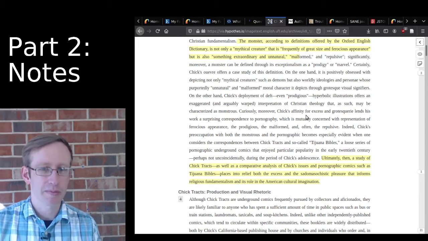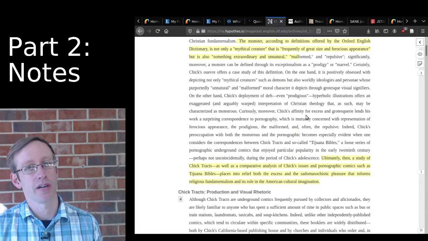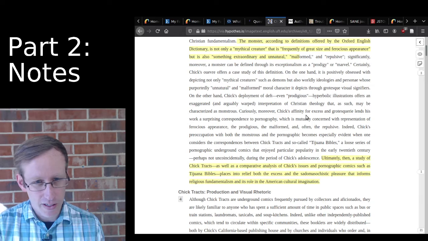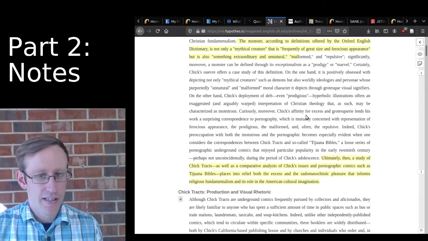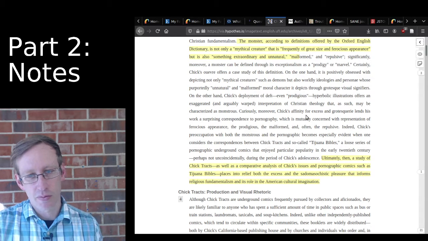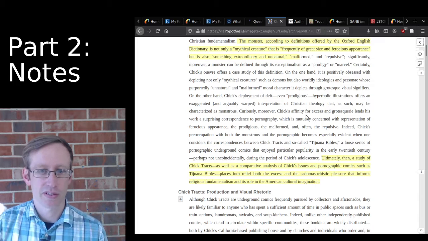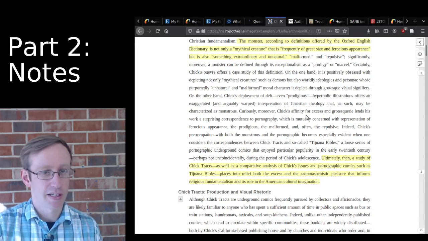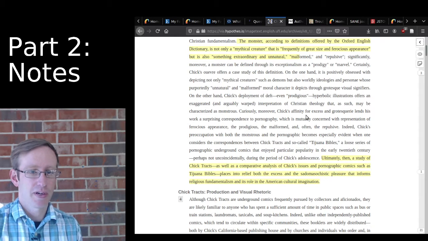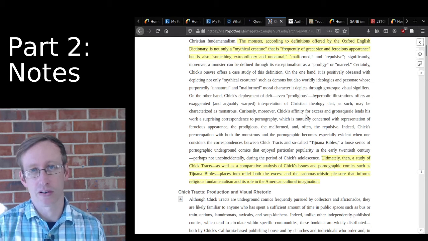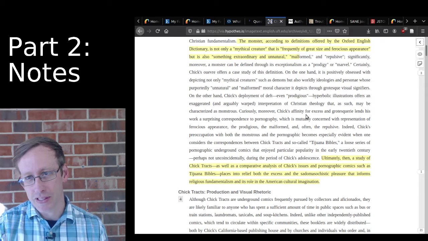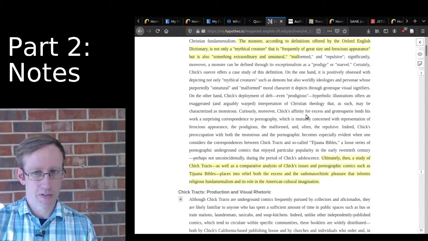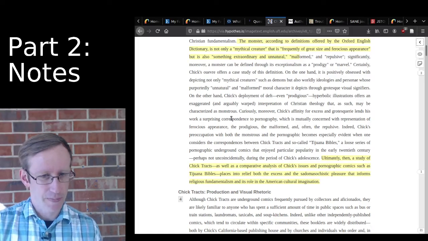She's done a lot to build up to this, but right there we can see where this article is going. This is really the roadmap to the rest of the article. It's a study of chick tracts and comparing them to pornographic comics such as Tijuana Bibles in order to extract an observation about religious fundamentalism from this wider sense of American cultural imagination. That's the insight, that's the point, that's the so what of this article, and we get it right here.